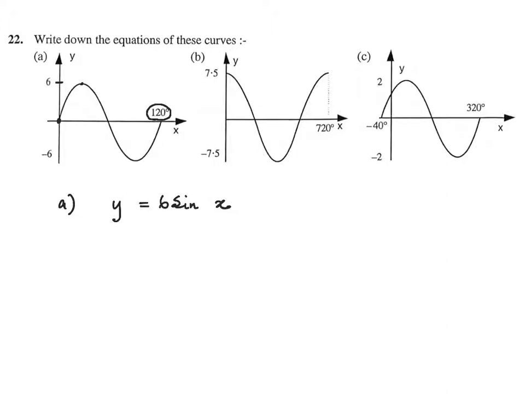How many cycles would there be in 360 degrees? There would be 3 cycles. So the graph then is y equals 6 sine 3x.